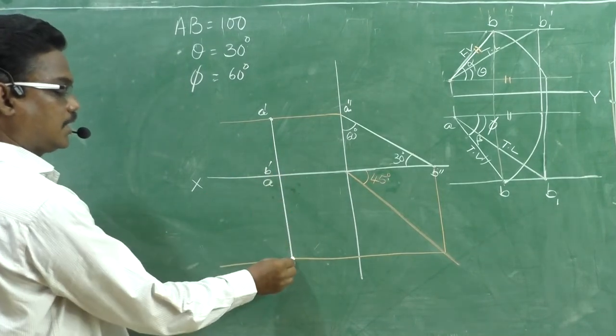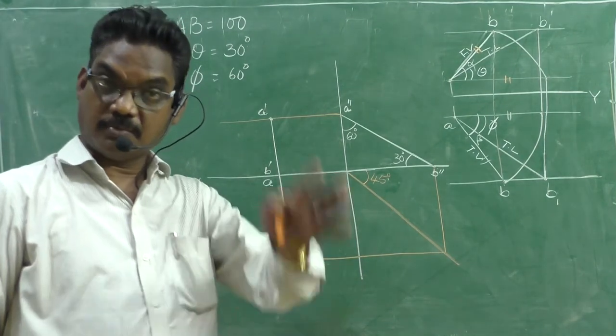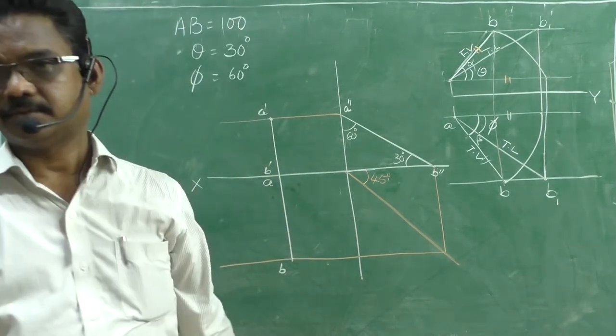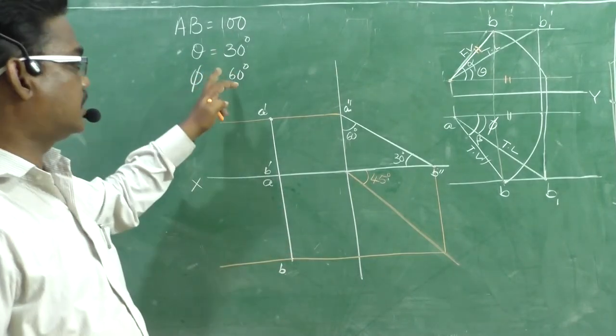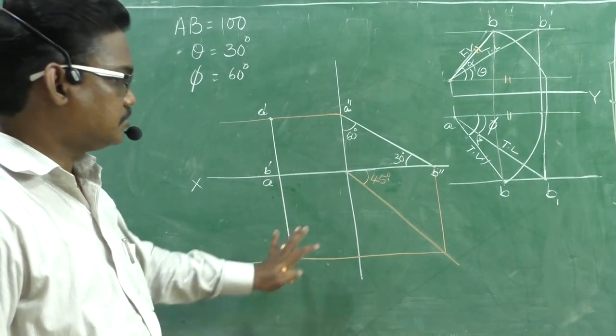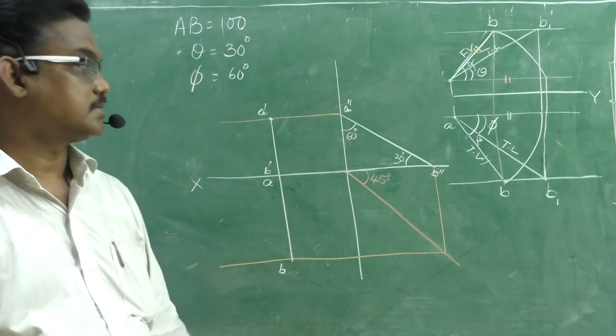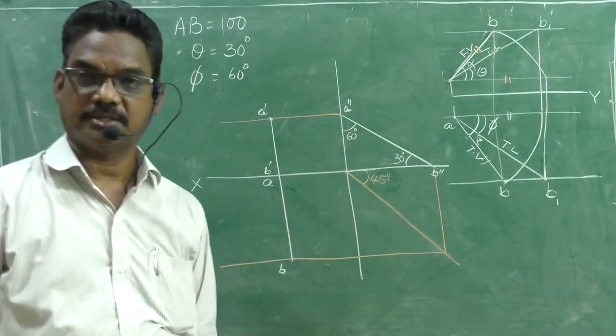Likewise, we need to draw the respective line, and it will be a vertical line. Okay, if theta plus phi equal to 90 degrees. This is the simple procedure to draw the line inclined to both the planes when the orientation is like this, right?